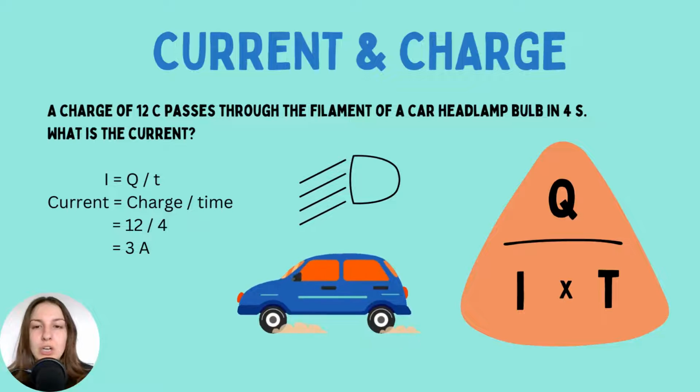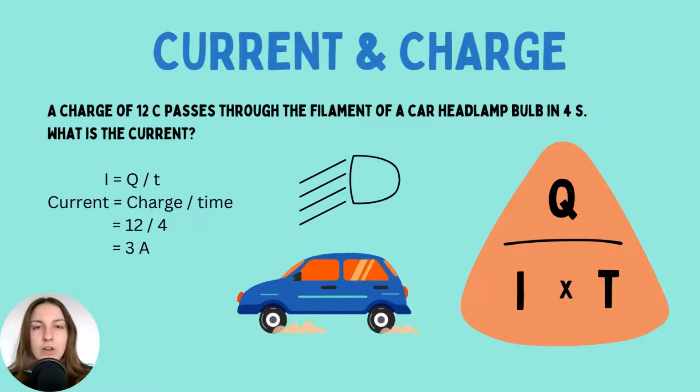So the question is, a charge of 12 coulombs passes through the filament of a car headlamp bulb in 4 seconds. What is the current? So like I say, you want to circle the bits of data. You then want to write out your equation. So I've written it in symbol form and then I've written it in word form, whichever works best for you, however you like to remember it. I've rearranged this equation to get current on its own. And I've done that using the triangle. You want to cover up using the triangle the bit that you're interested in. So I covered up I and I could see that Q is divided by T.